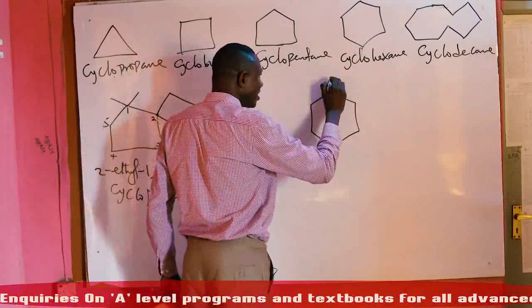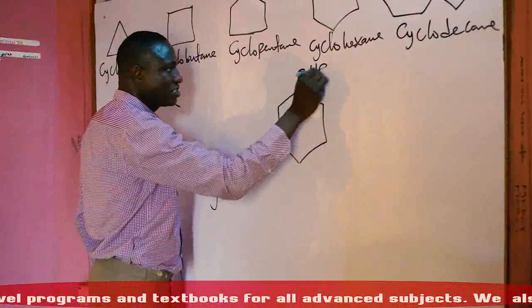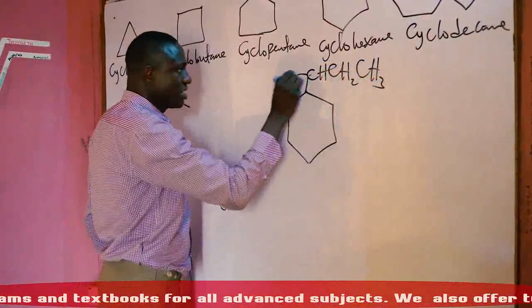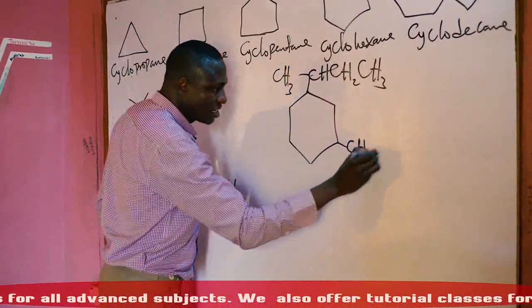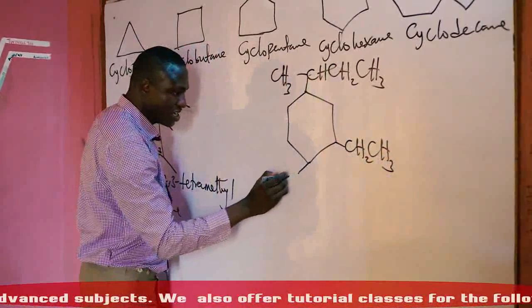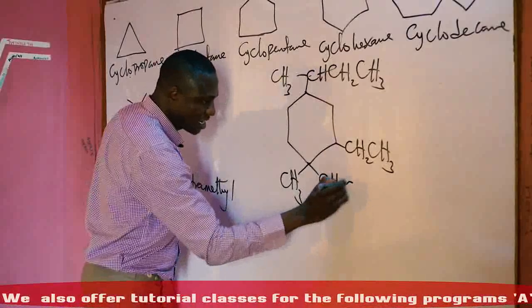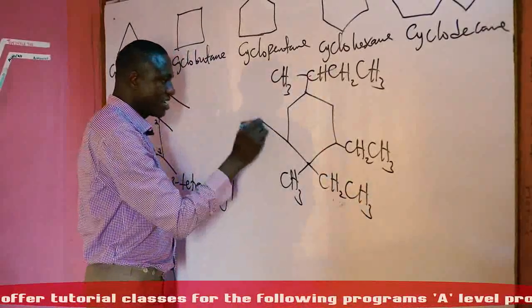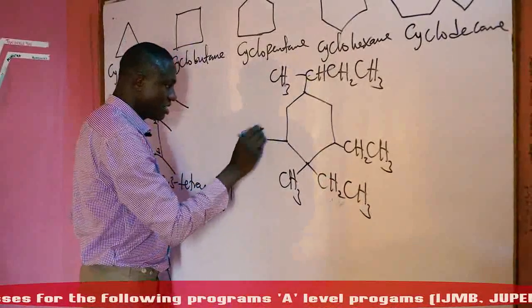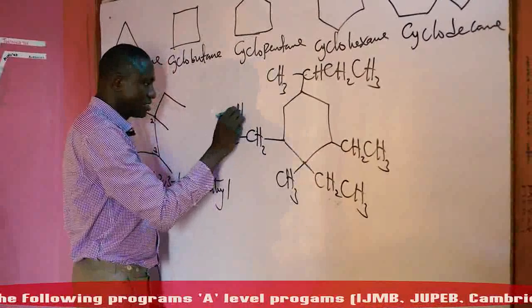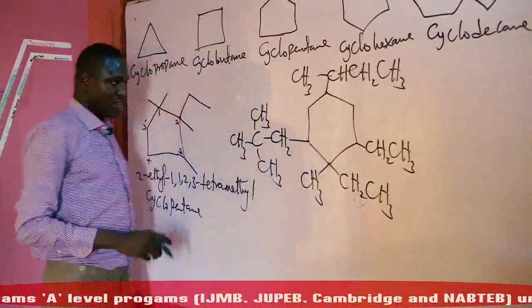You have here, okay, let me write it in the CH2, CH3, and here you have CH3. Here you have an ethyl group, here you have a methyl group, ethyl group, okay, and here you have, okay, CH2, CH3, CH3, CH3. Okay?